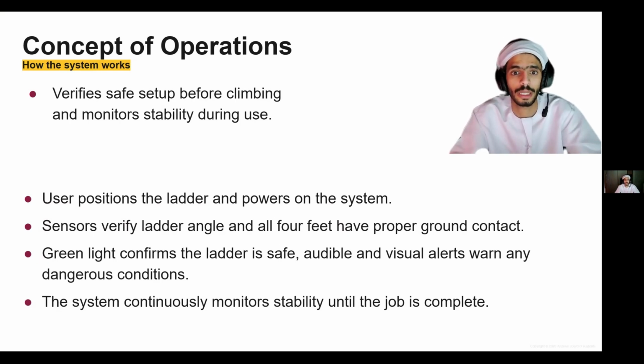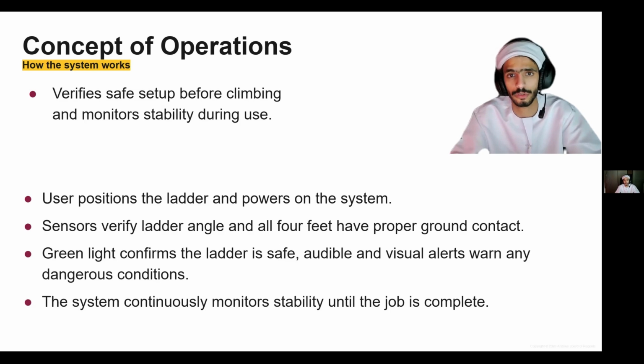When a user needs to use the ladder, they simply place it wherever they want to work, and turn on the monitoring unit. Since it is permanently attached, it doesn't need any extra setup. Before the user starts climbing, the system checks that all 4 feet are properly in contact with the ground. And if everything is safe, a green indicator lets the user know that it's ready to use.